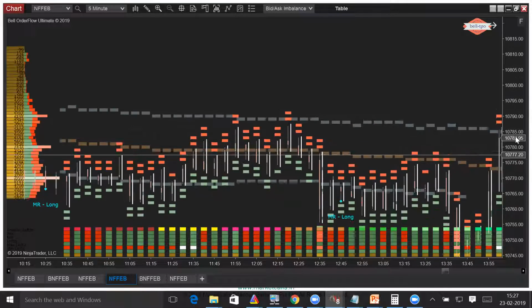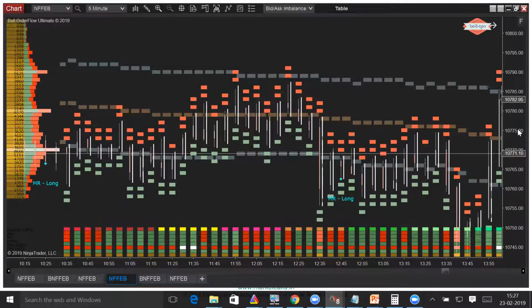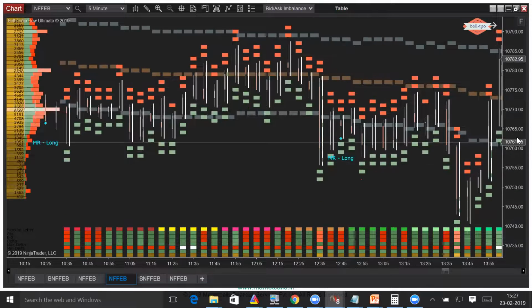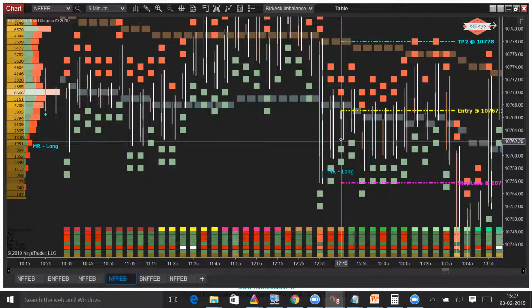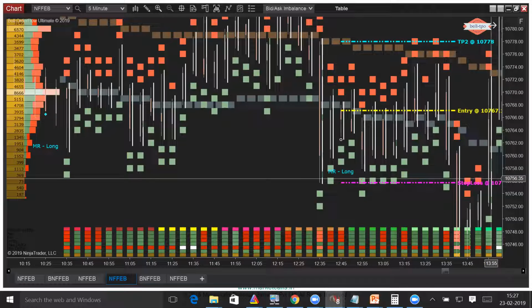One more MR long came. They were very close to the targets, but then it failed. This MR entry came around 10,767. The target was supposed to be 10,778. They came pretty close to 774, and then the stop loss got hunted.